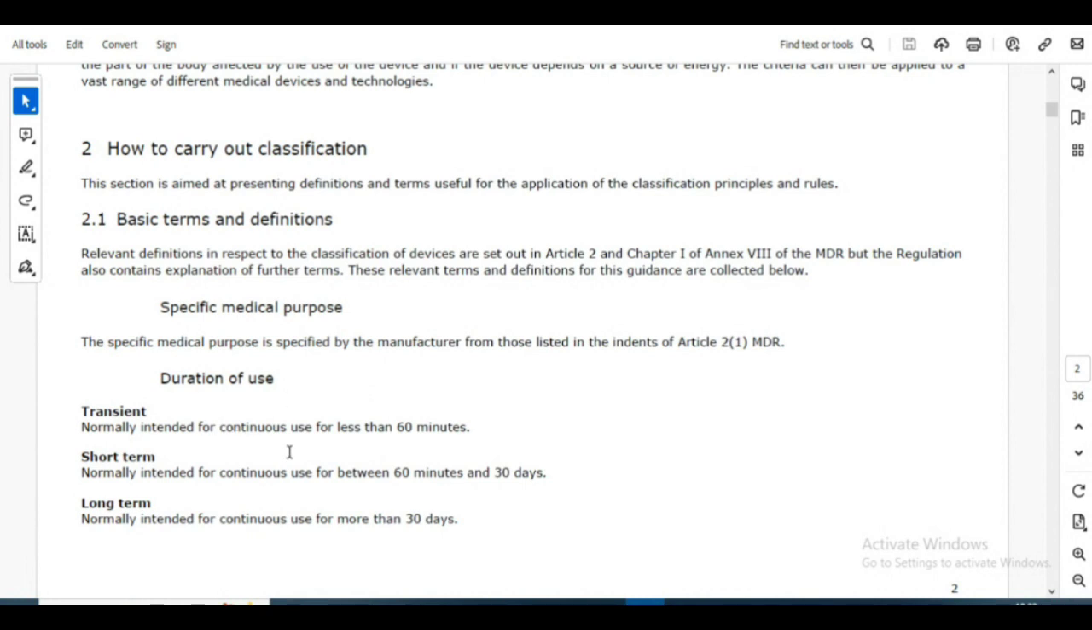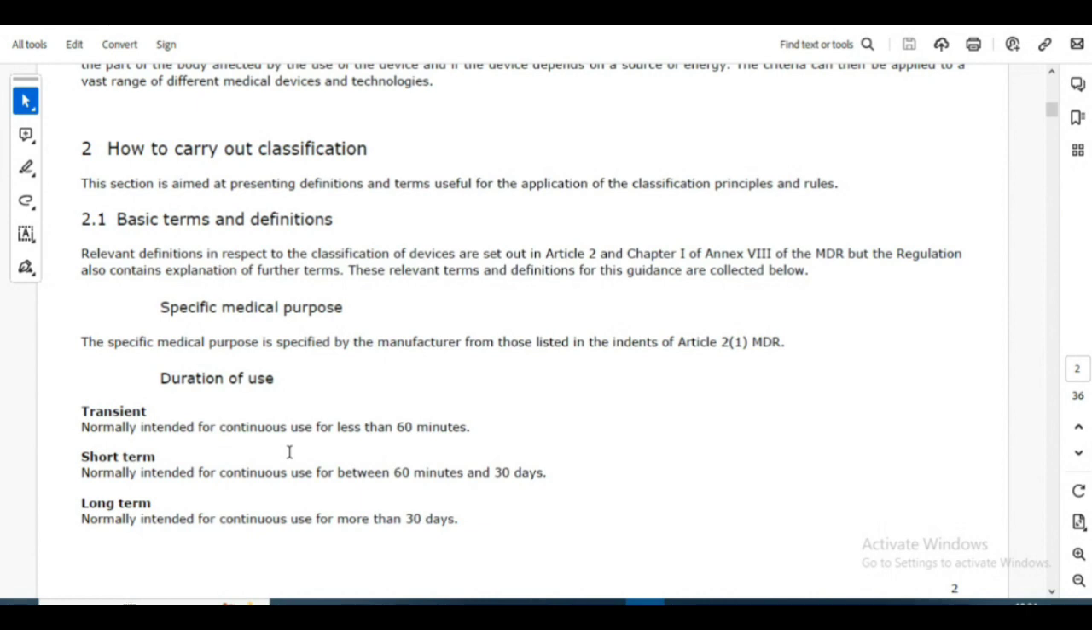Transient: normally intended for continuous use for less than 60 minutes. Devices which are intended to be used for less than 60 minutes, a time frame is defined. Those devices which are continuously used for a period of 60 minutes or less than 60 minutes, not above 60 minutes.